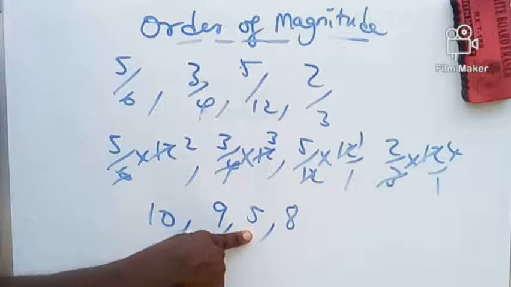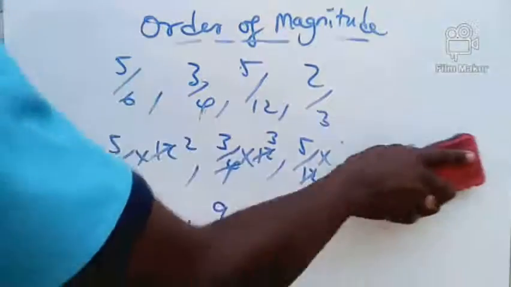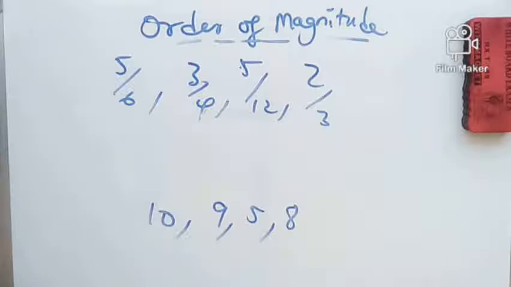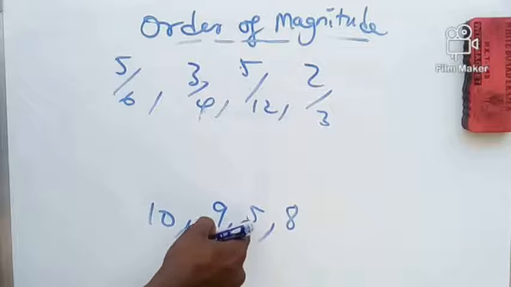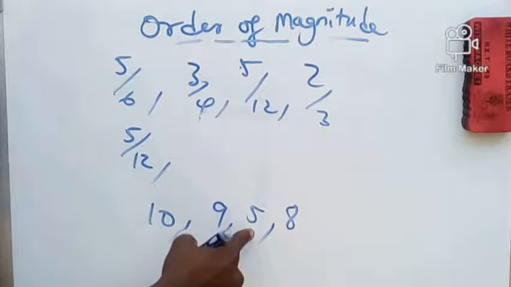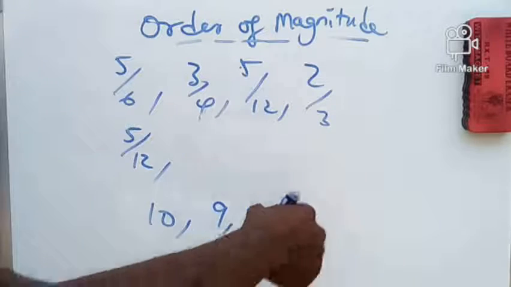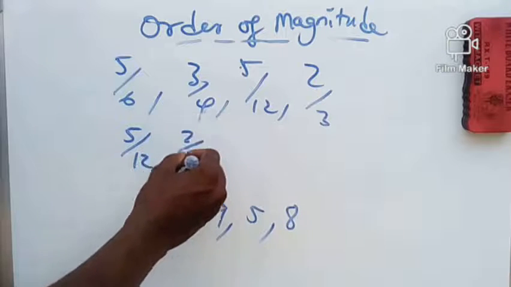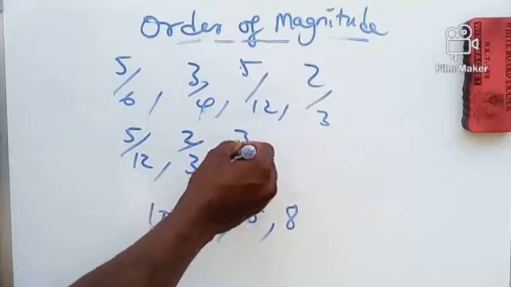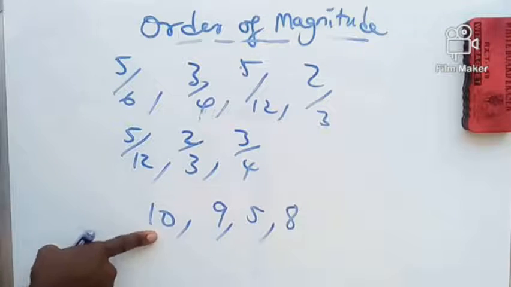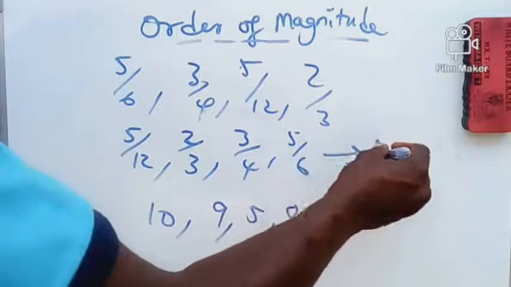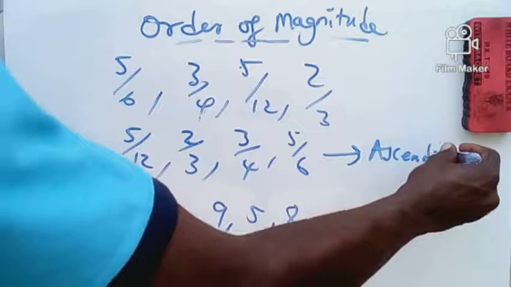So let's arrange it now in ascending order. Which one will be the lowest fraction? The lowest fraction is the one that has 5, and that is 5 over 12. So 5 over 12 comes here, followed by the one that gave 8, and that is 2 over 3. Then the next one is the one that gave 9, that is 3 over 4. And then the last one, the one that gave 10, that is 5 over 6. So this arrangement is in ascending order.